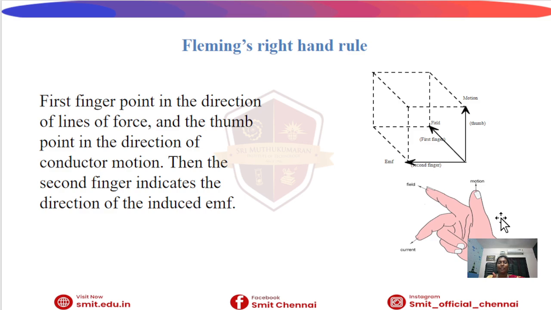indicates the direction of the current. So this is Fleming's right hand rule. The direction of current means the direction of induced EMF. This rule is mainly used for generators. Using hand movements, the students can remember it easily, so we have to give these types of examples.